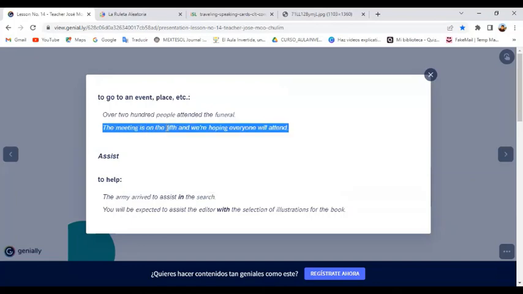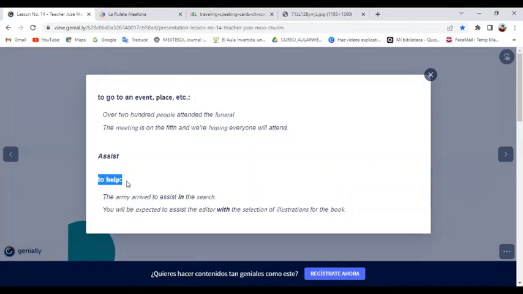The meeting is on the 5th and we're hoping everyone will attend. La reunión es en el quinto piso y esperamos que todos vayan o que todos asistan. And then we have this word in English, assist. Y si lo traduciríamos en español, podríamos pensar que significa asistir. Pero en inglés significa to help, ayudar a alguien.